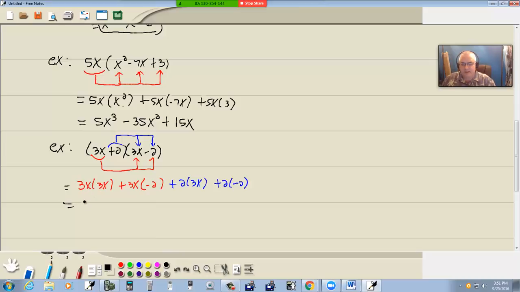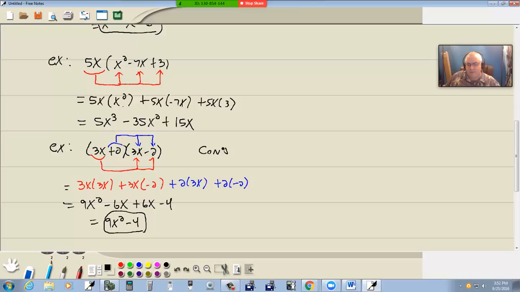Well, 3x times 3x is 9x squared. 3x times negative 2 is negative 6x. 2 times 3x is 6x. 2 times negative 2 is negative 4. Negative 6x plus 6x cancels. We got 9x squared minus 4. And that's our answer.